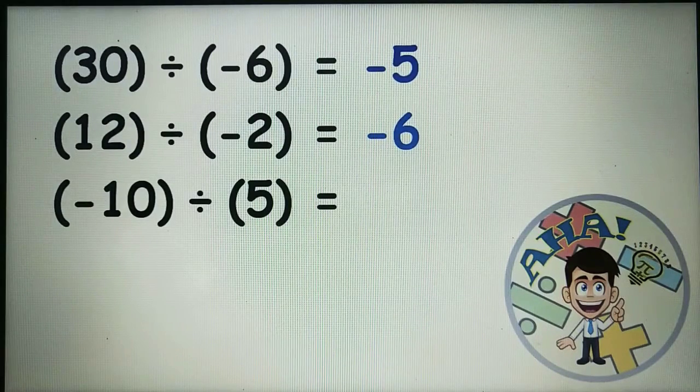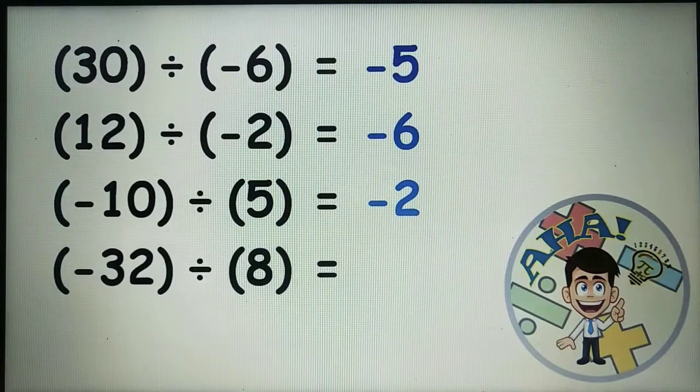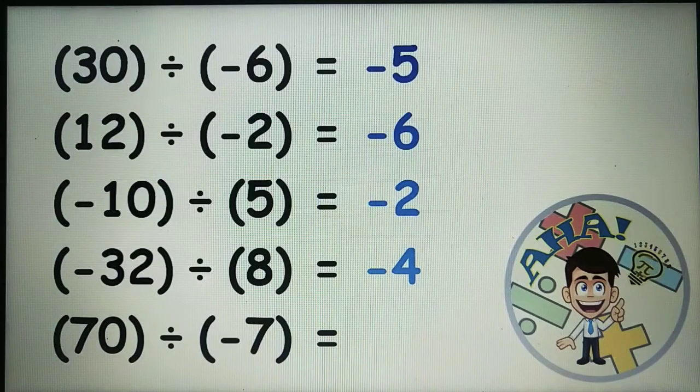Negative 10 divided by positive 5. The answer is negative 2. Negative 32 divided by 8 is equal to, yes, negative 4. Positive 70 divided by negative 7 is equal to negative 10. As you can see in the examples, one is positive and the other one is negative. That is why our quotient is negative.